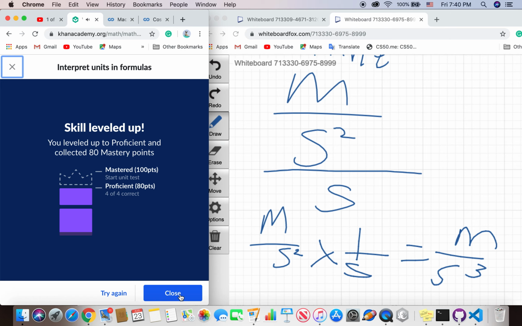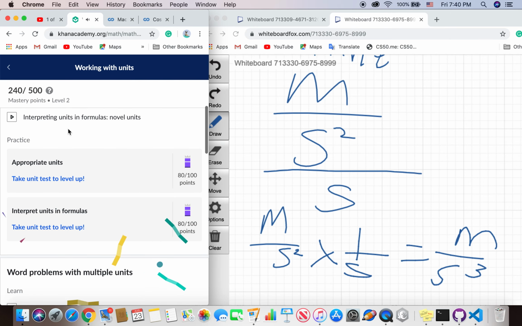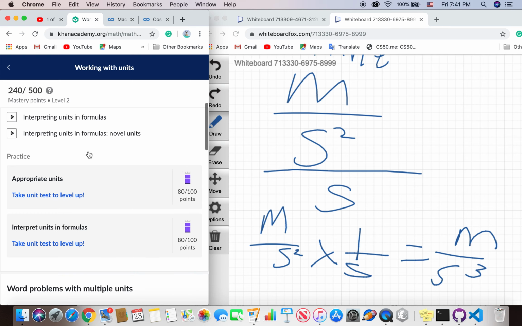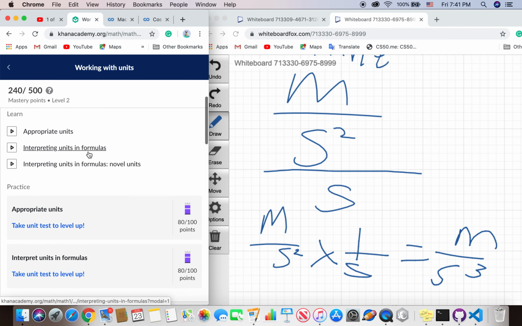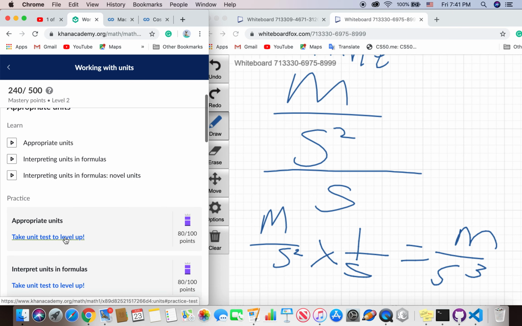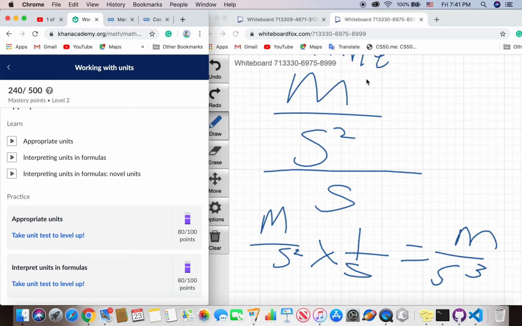Great, and that's how you solve it. It's a little complicated, but as long as you get an idea how to solve it, it will be fine. And that will be it for today's exercises, appropriate units and interpret units in formulas.